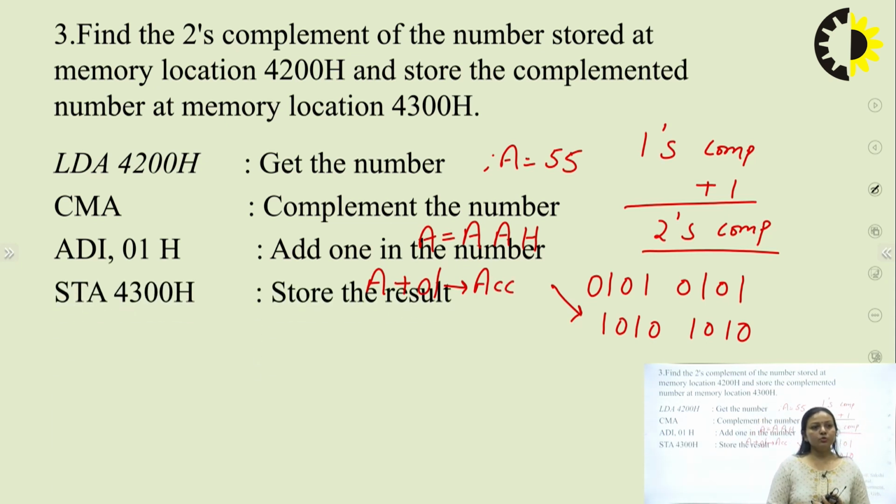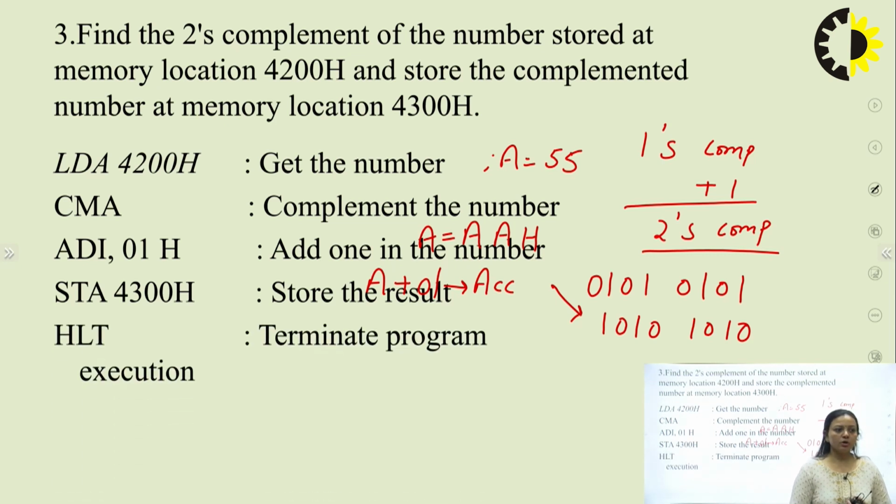In this way you got the 2's complement, and now you have to display the result. So just write STA, store the contents of the accumulator to this address 4300H. Last, HLT, terminate the execution.